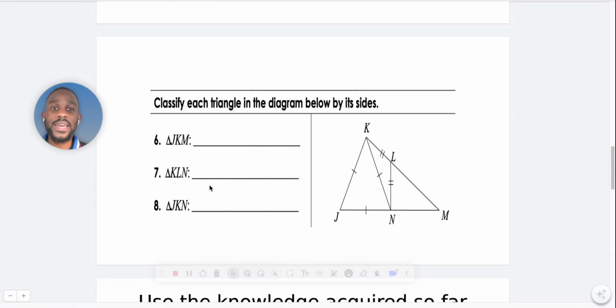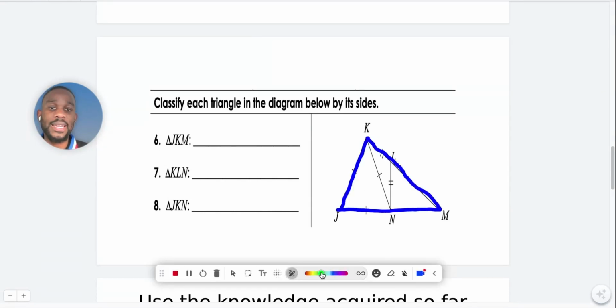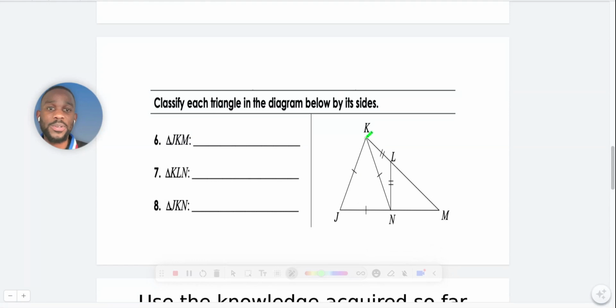If you have JKM, it's this whole big triangle. A triangle that has all sides not equal, where none of the two sides are equal, like all sides are different, is a scalene triangle. Let's find out about KLN. Starting from K, they want you to go to L, and then to N, and then go back to the starting point, K.